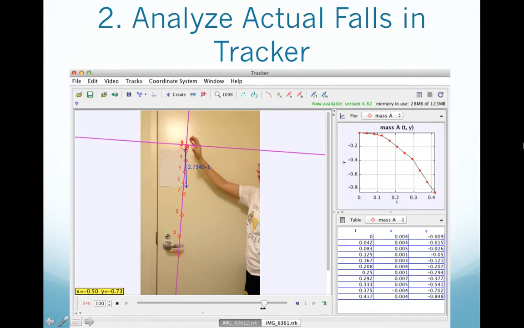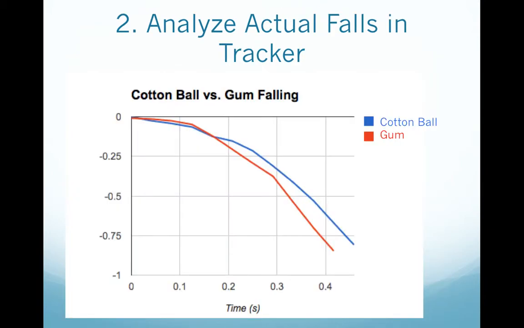To compare, I analyzed the motion of a 1 gram cotton ball and a 1 gram piece of gum in Tracker. I used a piece of paper as my calibration and set my axes so that the negative y direction was the direction that the object fell. These are the results that I obtained from that. As you can see, they have the same mass, but they fell at different speeds. Now, let's see how our model compares.